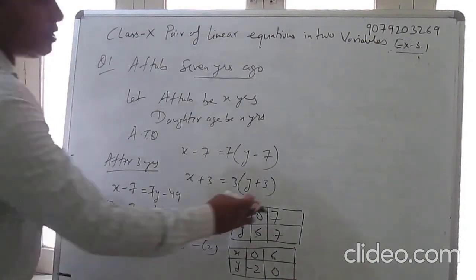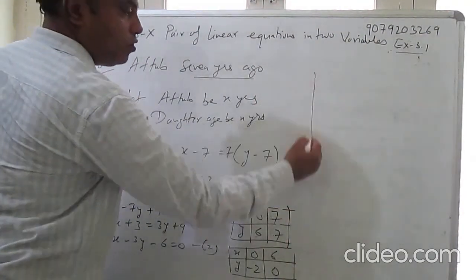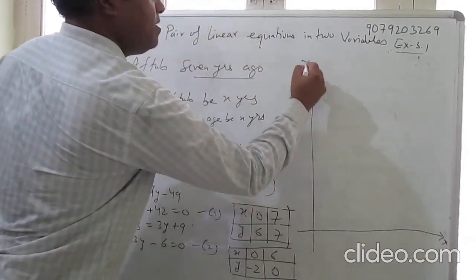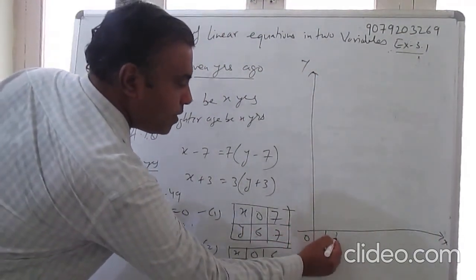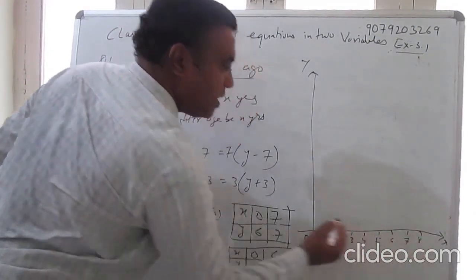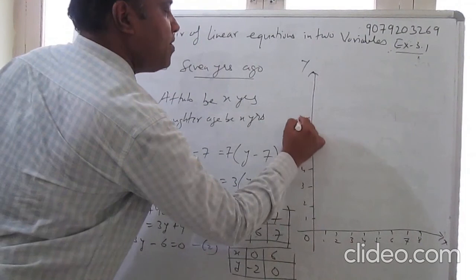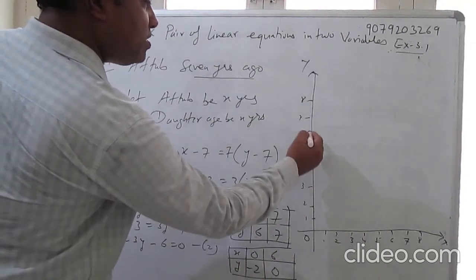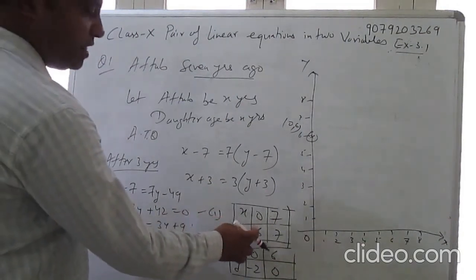So now we plot these two equations on the graph. See here, you draw on graph paper. This is the x-axis, this is the y-axis. Now the first point: 1, 2, 3, 4, 1 centimeter, 5, 6. We have to decide the scale. 1, 2, 3, 4, 5, 6, 7, 8. The first point is x 0, y 6, that is 0, 6. It is an ordered pair. First we take the x point.